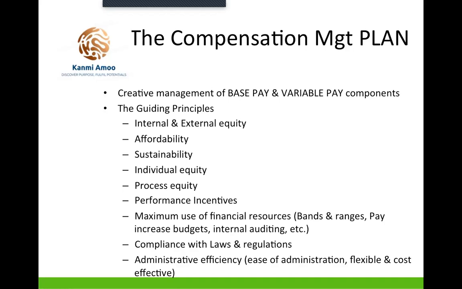So another aspect of the compensation management plan that you will look at is administrative efficiency, the ease of administering the type of compensation management plan you want to do. How easy is it for you? How flexible? How cost effective? You must look at this. For very large organizations like government, the most efficient and the easiest compensation administration is to use that notch or level compensation plan. It's the easiest because you are dealing with thousands of people. So just put all of them that came in this year on grade level 8, step 2.